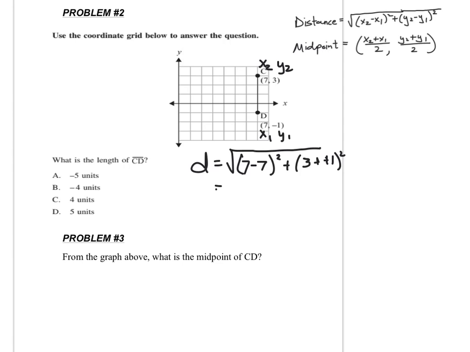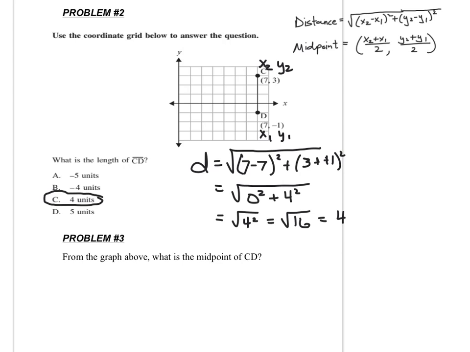So this ends up being the square root of 0 squared plus 3 and 1 is 4 squared. And 0 squared is 0, so I don't need that anymore. So this is going to be the square root of 4 squared. There are two ways you can do this. You can take the square root and the square, cancel them out, and get 4. Or you can say 4 squared is 16, and the square root of 16 is 4. So the length of CD is 4 units long.